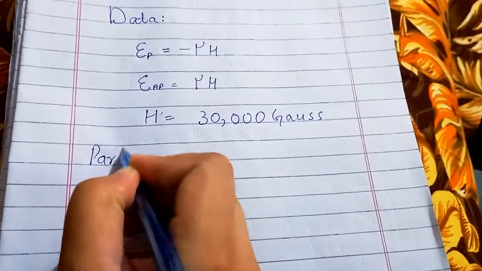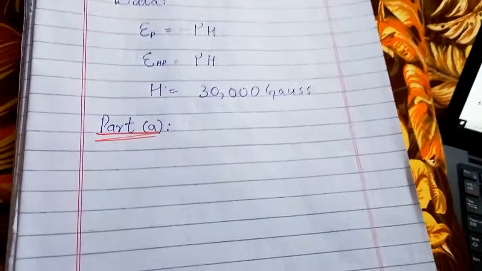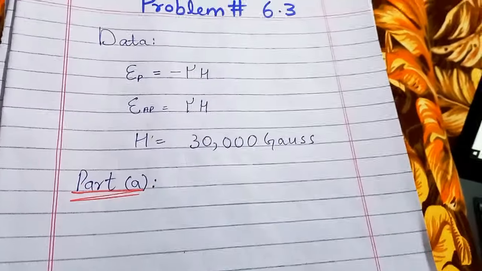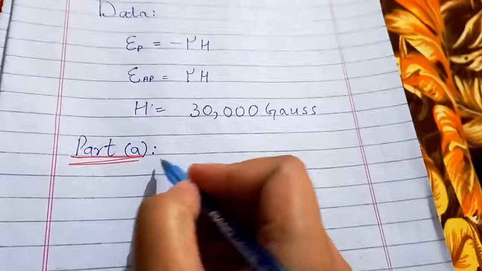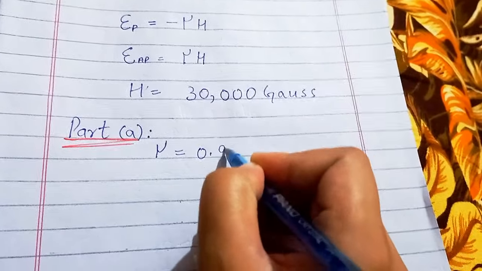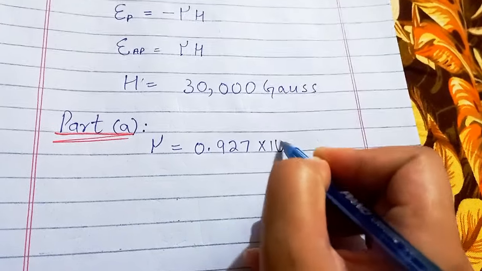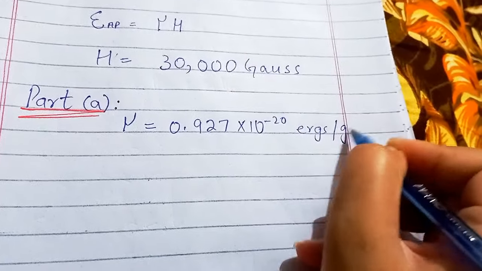In part A, you'll write part A, because the next data I'm going to write is only for part A, while this data is general to part A as well as part B. So in part A, we are given mu, which is equal to 0.927 multiplied by 10 to the power minus 20 ergs per gauss.